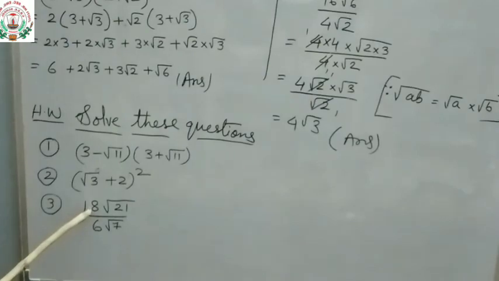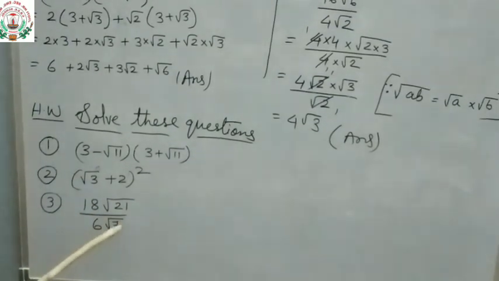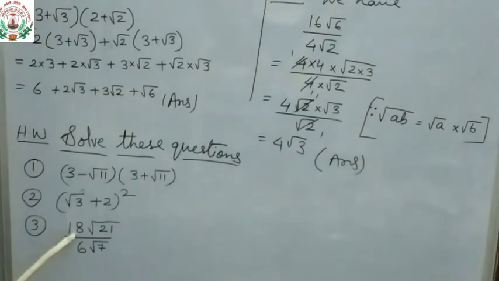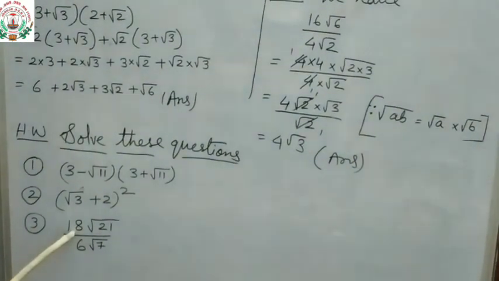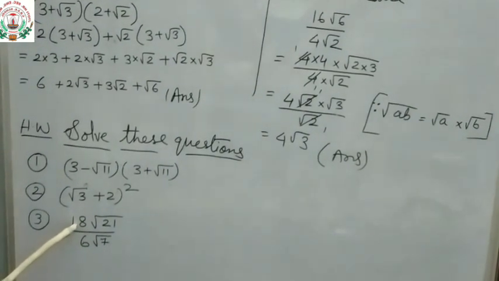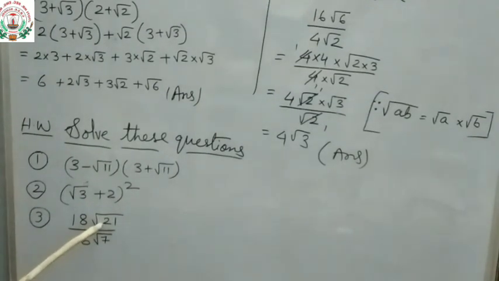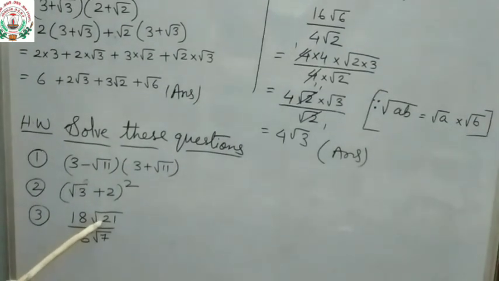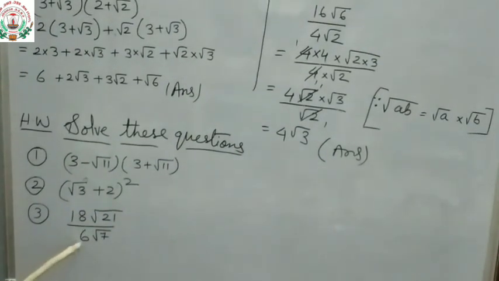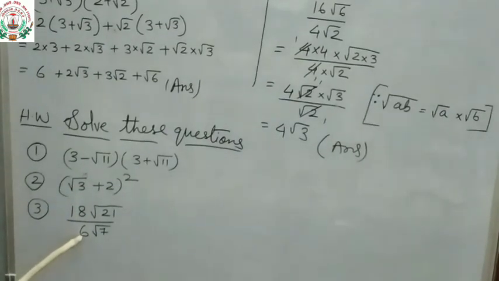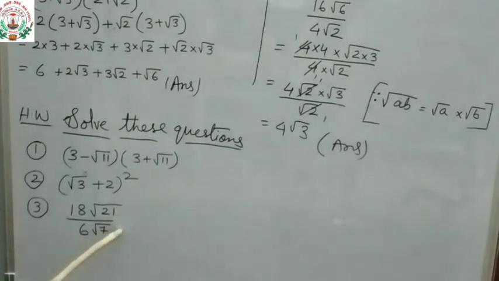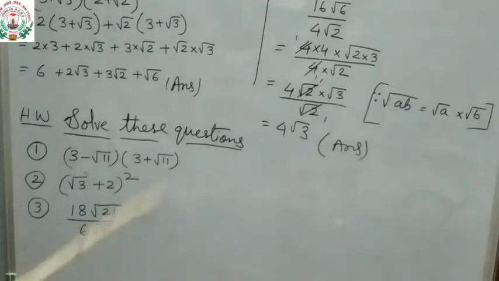And the third one is 18 root 21 upon 6 root 7. Like this you will do the division. Okay, 18 can be split into 6 into 3, and this root 21 can be split as 7 into 3. Okay, numerator you did. Now the denominator will be the same, so 6 root 7. Likewise simplify, you will get the answer. If you have any doubt related to this, you may ask.